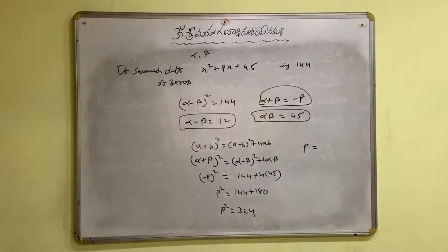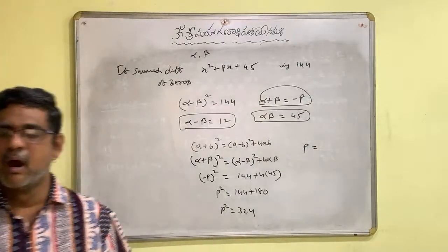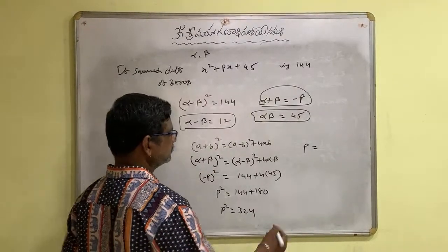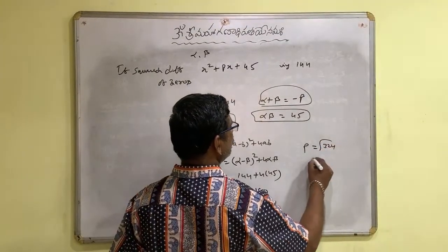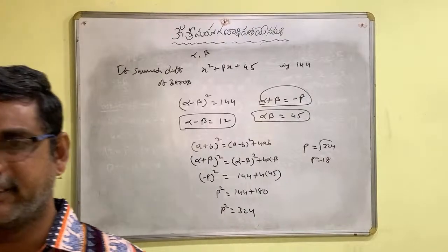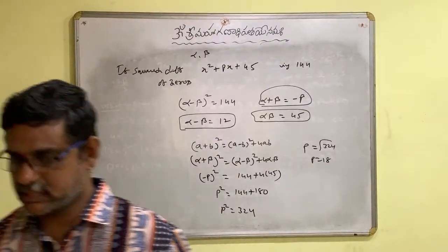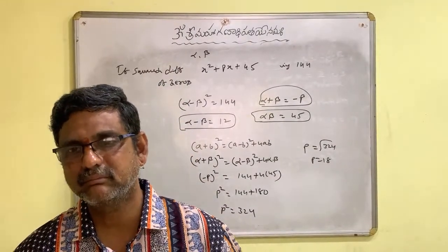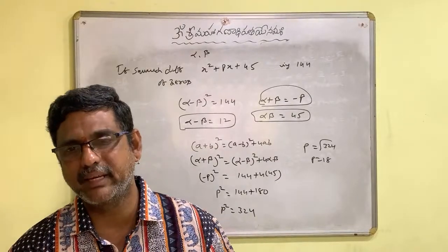Tanmay Hirawat, how did you get 325? Yes, 18. Root over 324, which is 18. Actually, it is plus or minus 18. So the p value is either plus or minus 18.